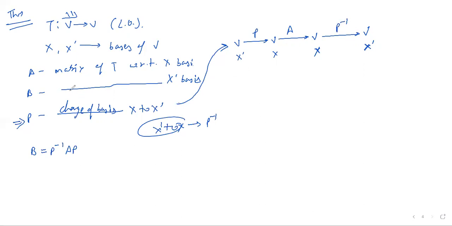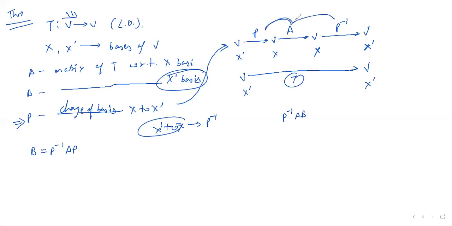Now we have to find the matrix of T with respect to the x dash basis. That is, I have a vector space V with x dash basis, going to the vector space V with x dash basis. So the composition formed for the corresponding mapping for the x dash basis here is P inverse AP. And this is my corresponding B matrix, that is, the matrix of T with respect to the x dash basis.